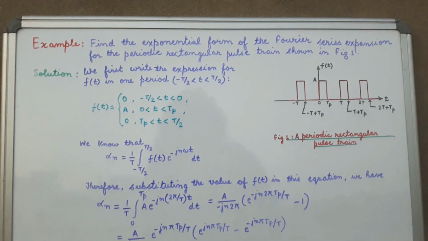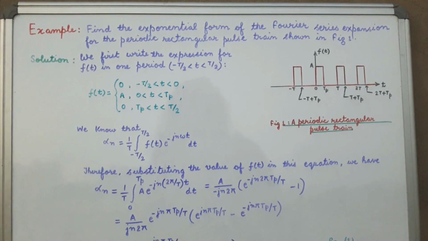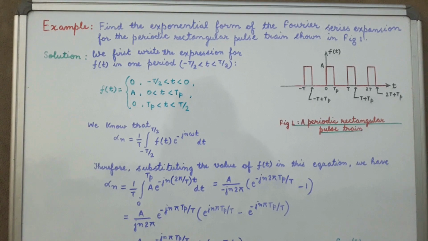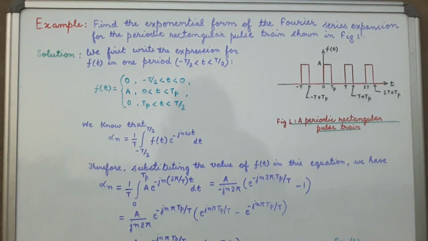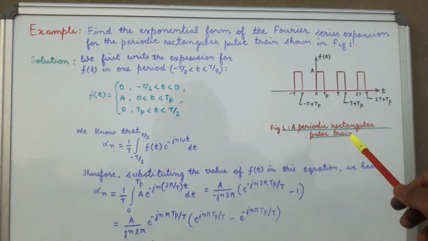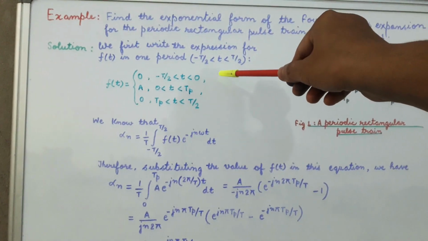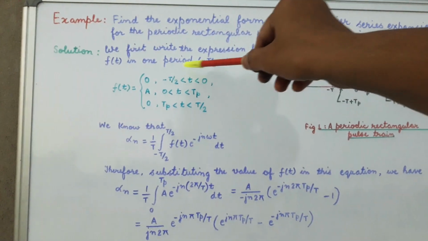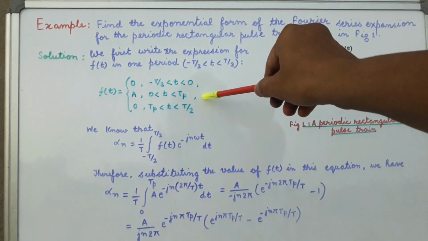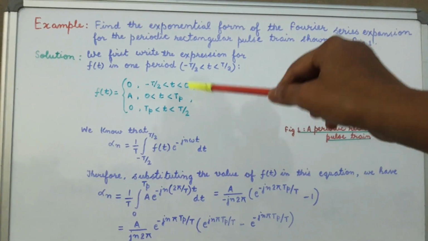In order to find the exponential form of the Fourier series expansion for any wave, we have to write the expression for f(t) in one period, that is for t lying between minus T by 2 to plus T by 2. For the given periodic rectangular pulse train, f(t) is equal to 0 when t lies between minus T by 2 to 0. Similarly, f(t) is equal to A when t lies between 0 to T_p, and f(t) is again equal to 0 when t lies between T_p to T by 2.